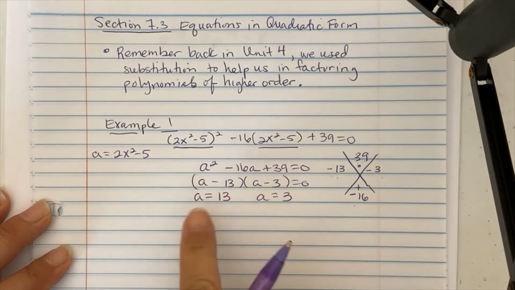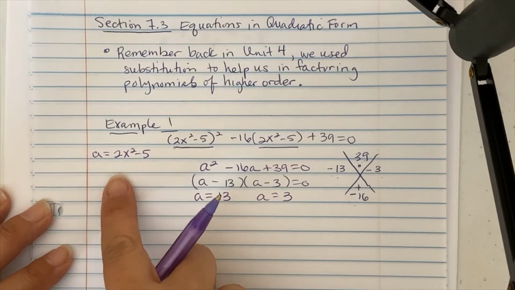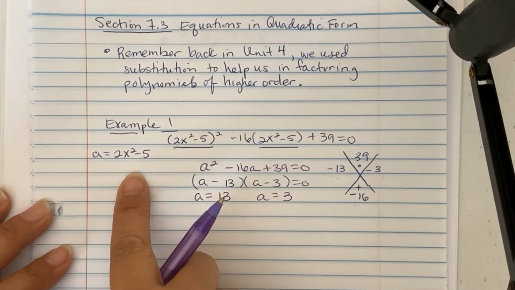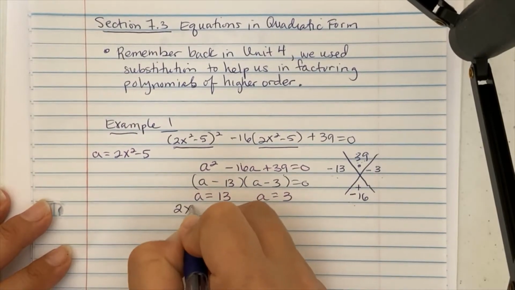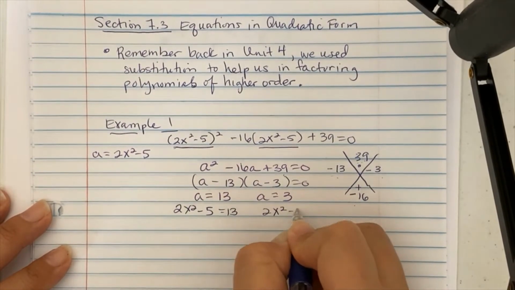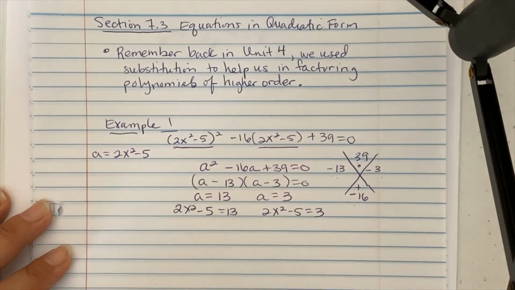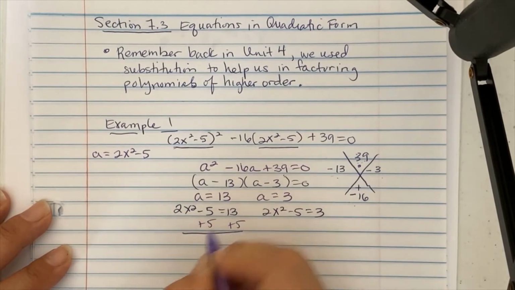Now remember, A was not part of the original problem. A is a representation of 2x² − 5. So now we're going to substitute back. 2x² − 5 is set equal to 13. 2x² − 5 is set equal to 3. We're going to do our math. We're going to add 5 over. So 2x² equals 18.